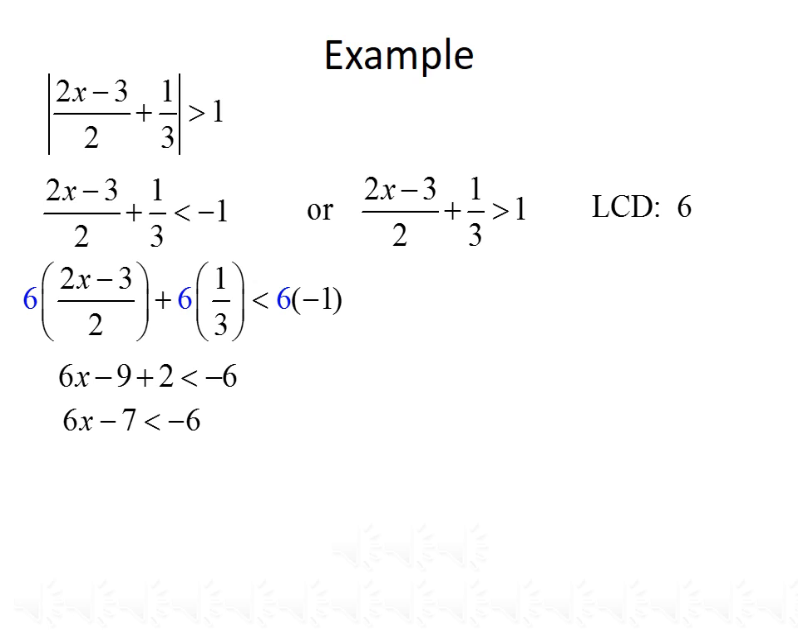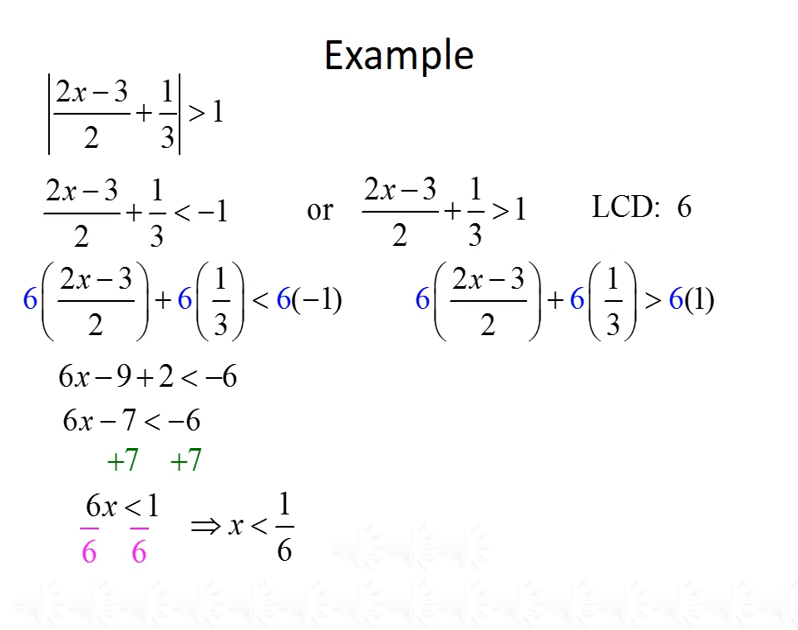Combining like terms on the left-hand side gives us 6x minus 7 is less than negative 6. And now we're ready to start solving for x. We add 7 to both sides of the equation, which gives us 6x is less than 1. We divide both sides by 6 to get x by itself, and that gives us x is less than 1/6. Now we can go through the same process on the positive side.